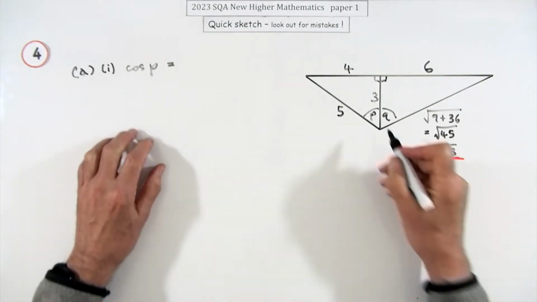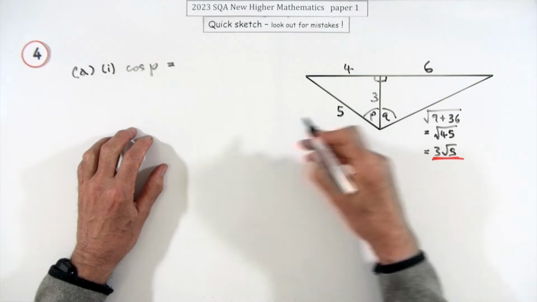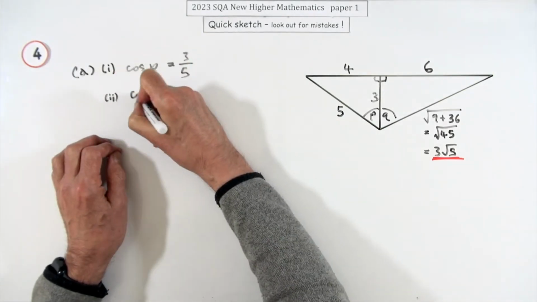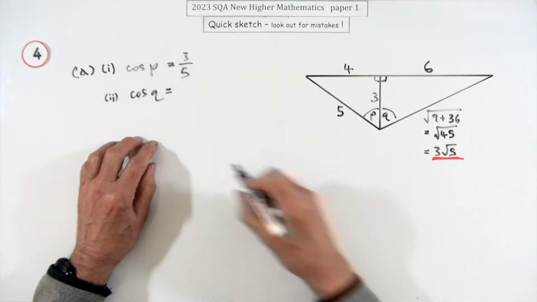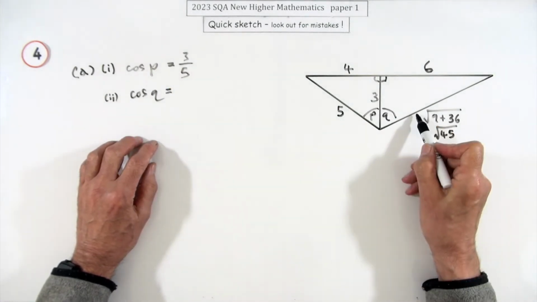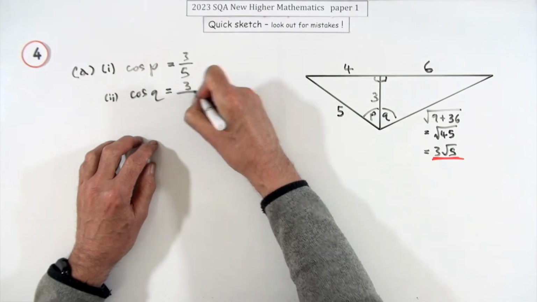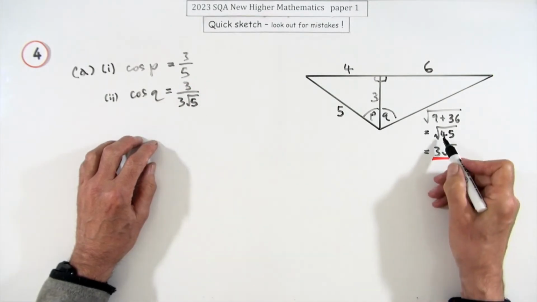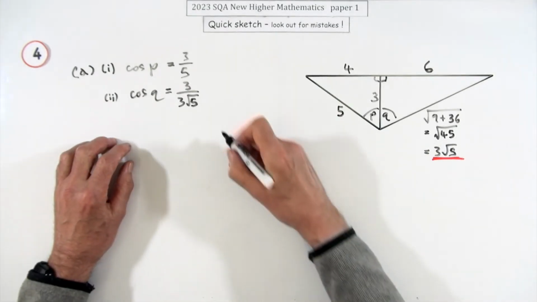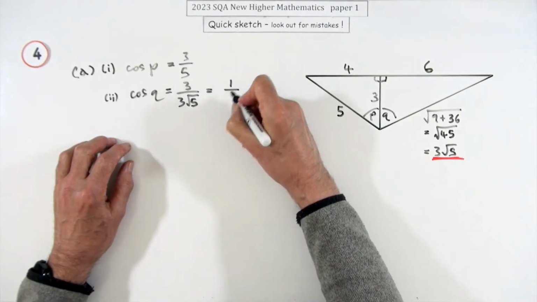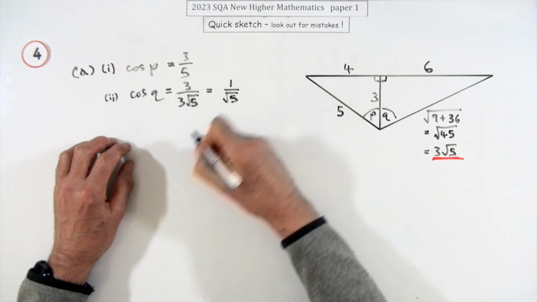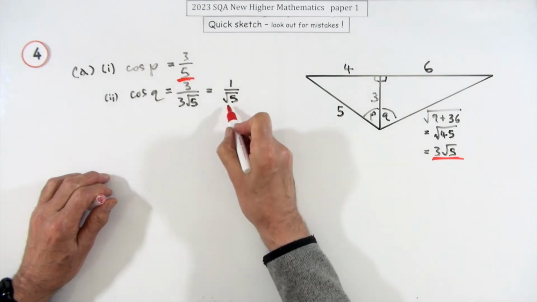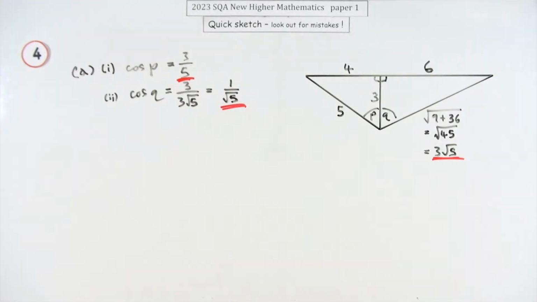But anyway, cos p: adjacent over the hypotenuse, 3/5. Then cos q. Similarly, adjacent over hypotenuse. Still 3, but over 3 root 5. I think if you left it as root 45, it would have to be simplified here, which means that actually becomes 1 upon root 5. So those are the two results for part A.